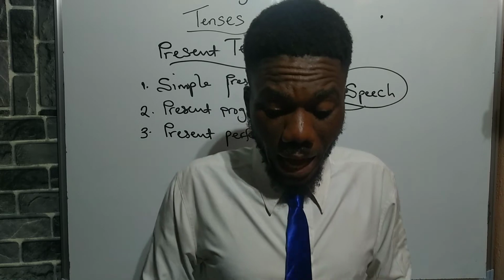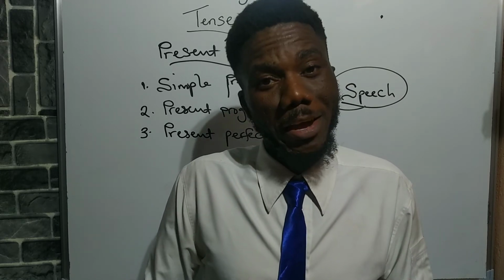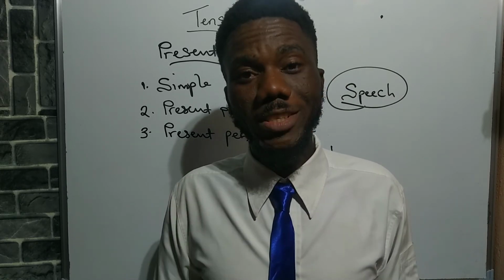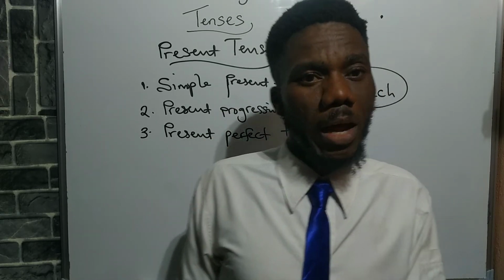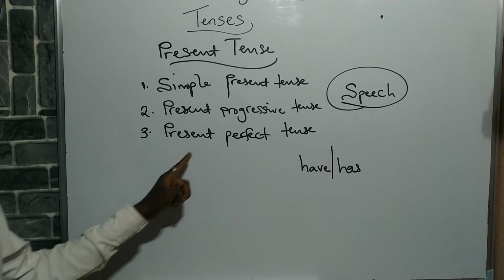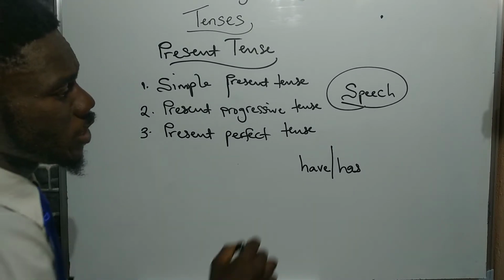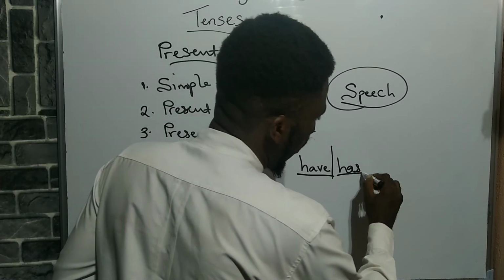And you say, because I have eaten. What you are trying to say is that as at now that I am talking to you, I have eaten. As at this moment, I have eaten. That is what it means. That action has been accomplished as at this moment. Now, that is what you refer to as present perfect tense. Remember, I said it must go with have or has.